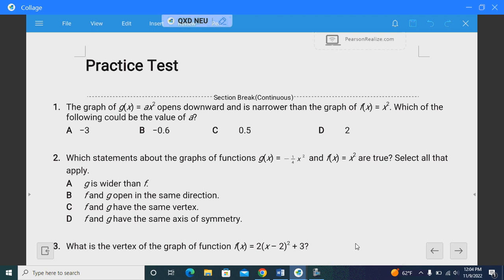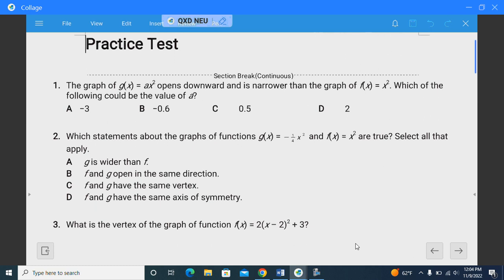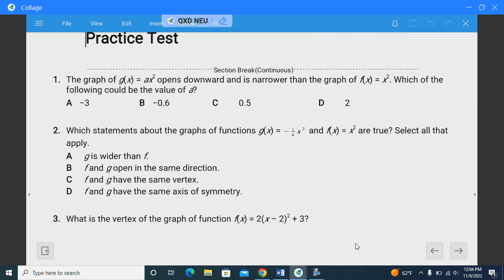Okay, good day everyone. So today we'll have the explanation for our practice test. That would be good as your study guide for tomorrow's unit test. So you have this paper already that was given to you during the class. Now let me explain again how we got the solutions, the answers.